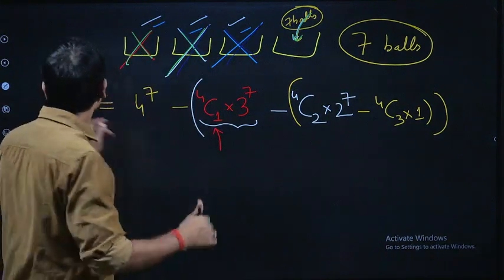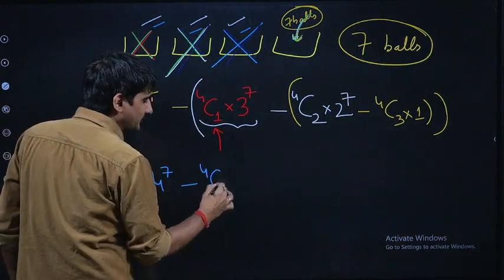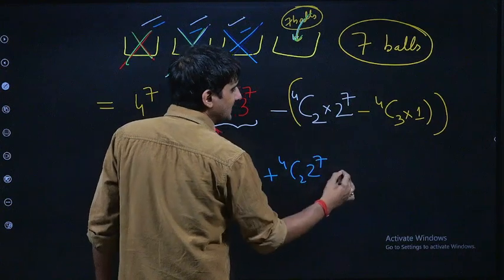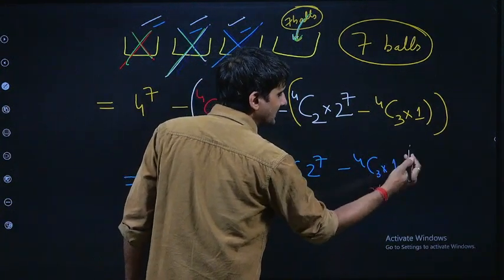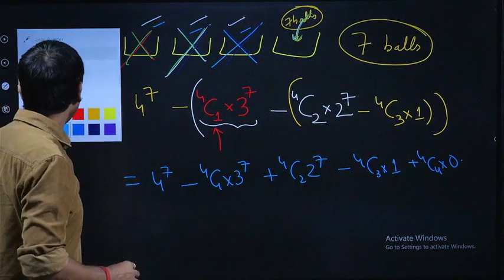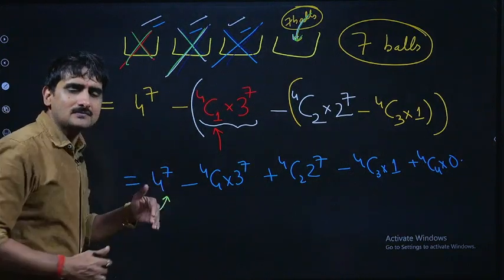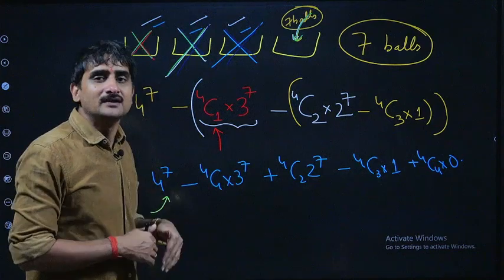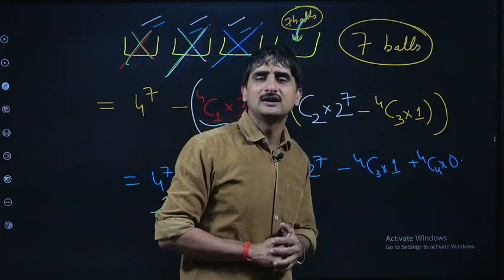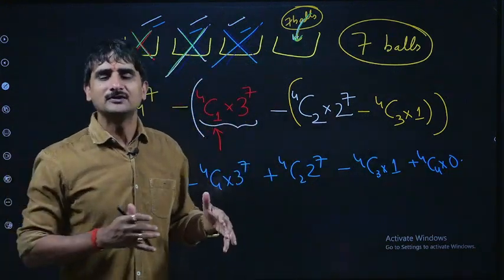Now if you remove your bracket here, that gives us the principle of inclusion and exclusion. So minus, and then it becomes positive 4C2 into 2 raised to the power 7, then minus makes it negative 4C3 into 1 raised to the power 7, and it ends at 0. So how I interpret it: include all the cases, exclude when at least one is empty, then include for at least 2 boxes empty, and then exclude at least 3 boxes empty, and then include when all the 4 boxes are empty. So that's the principle of inclusion and exclusion, bachcho.